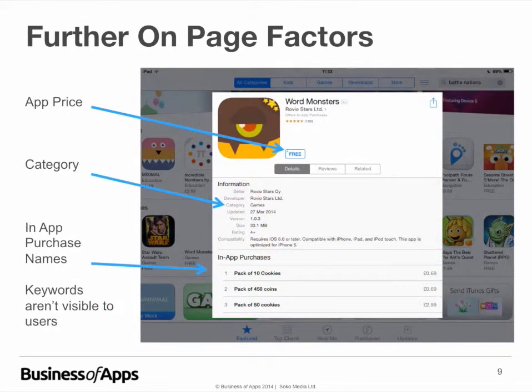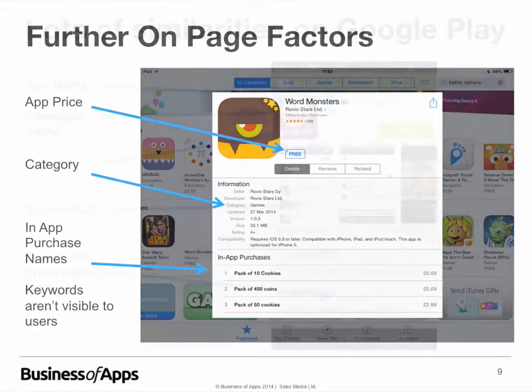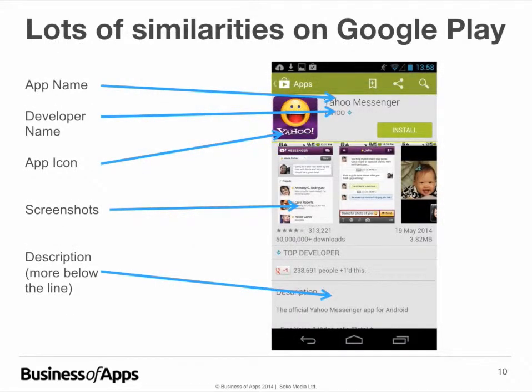And on the other hand, you've got some other important information. You've got information like the app price, the category, and at the same time reviews and a certain number of related apps. You have in-app purchase names, but you don't have keywords. They're not visible to the users. They're not visible on iOS and they're not visible on Google Play. So these are the on-page factors you need to consider when you're looking at iOS. And there are lots of similarities on Google Play.